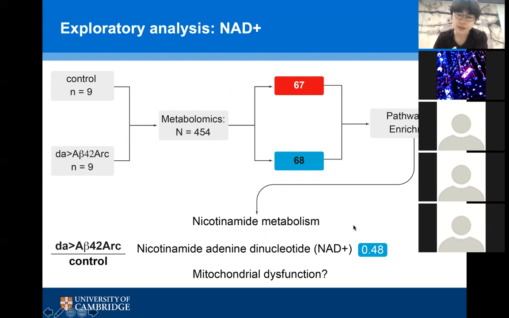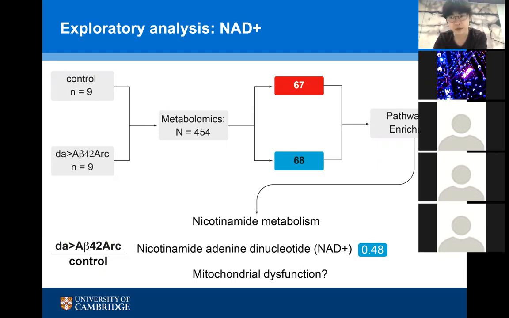Then we looked at which metabolite in this process is the most affected. The central metabolite is NAD, nicotinamide adenine dinucleotide, and it's decreased by more than twofold. So it's halved in the A beta expressing flies compared to control. And this metabolite is very, very important for mitochondrial function. So then I hypothesized that perhaps there's some mitochondrial dysfunction in flies overexpressing toxic amyloid beta.